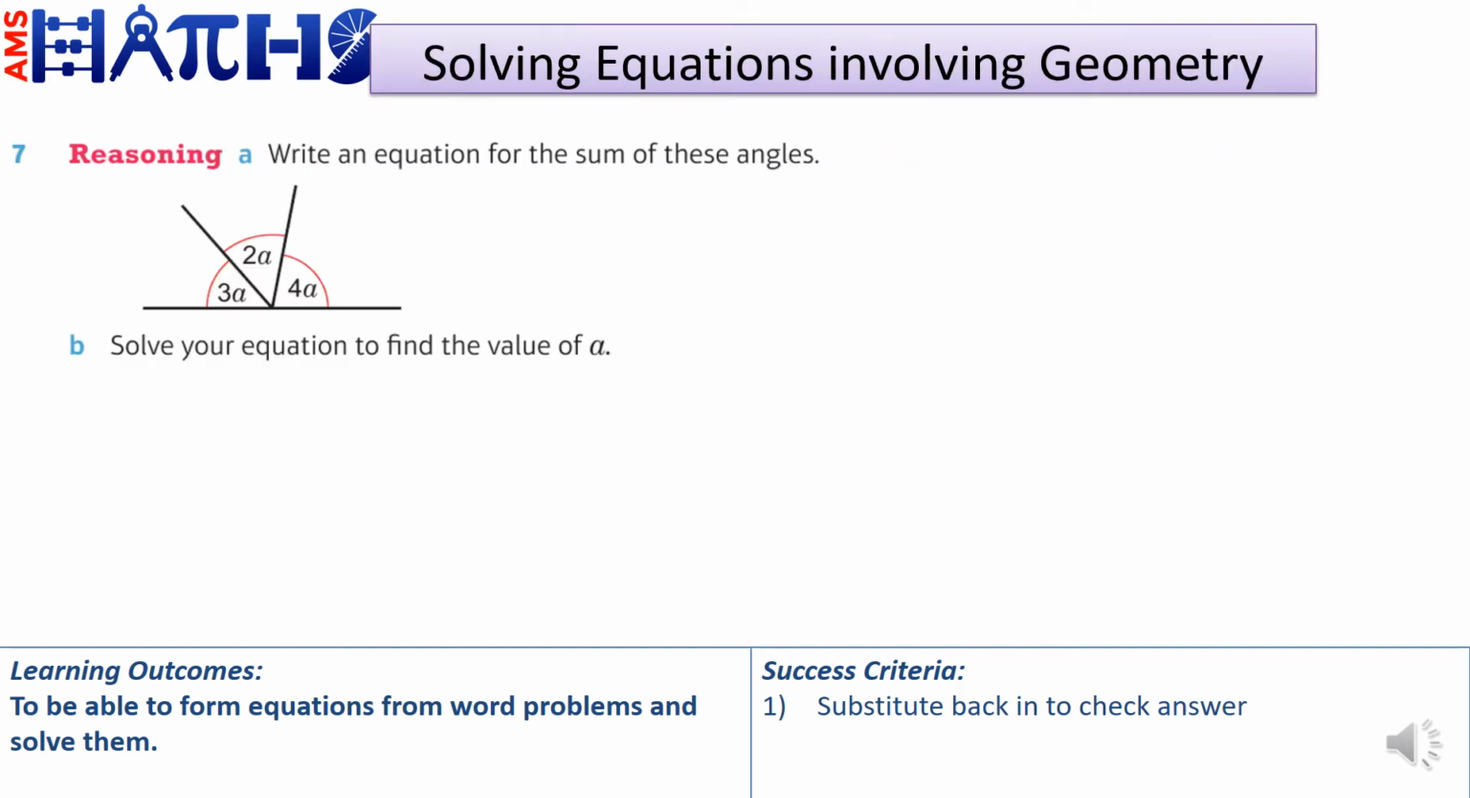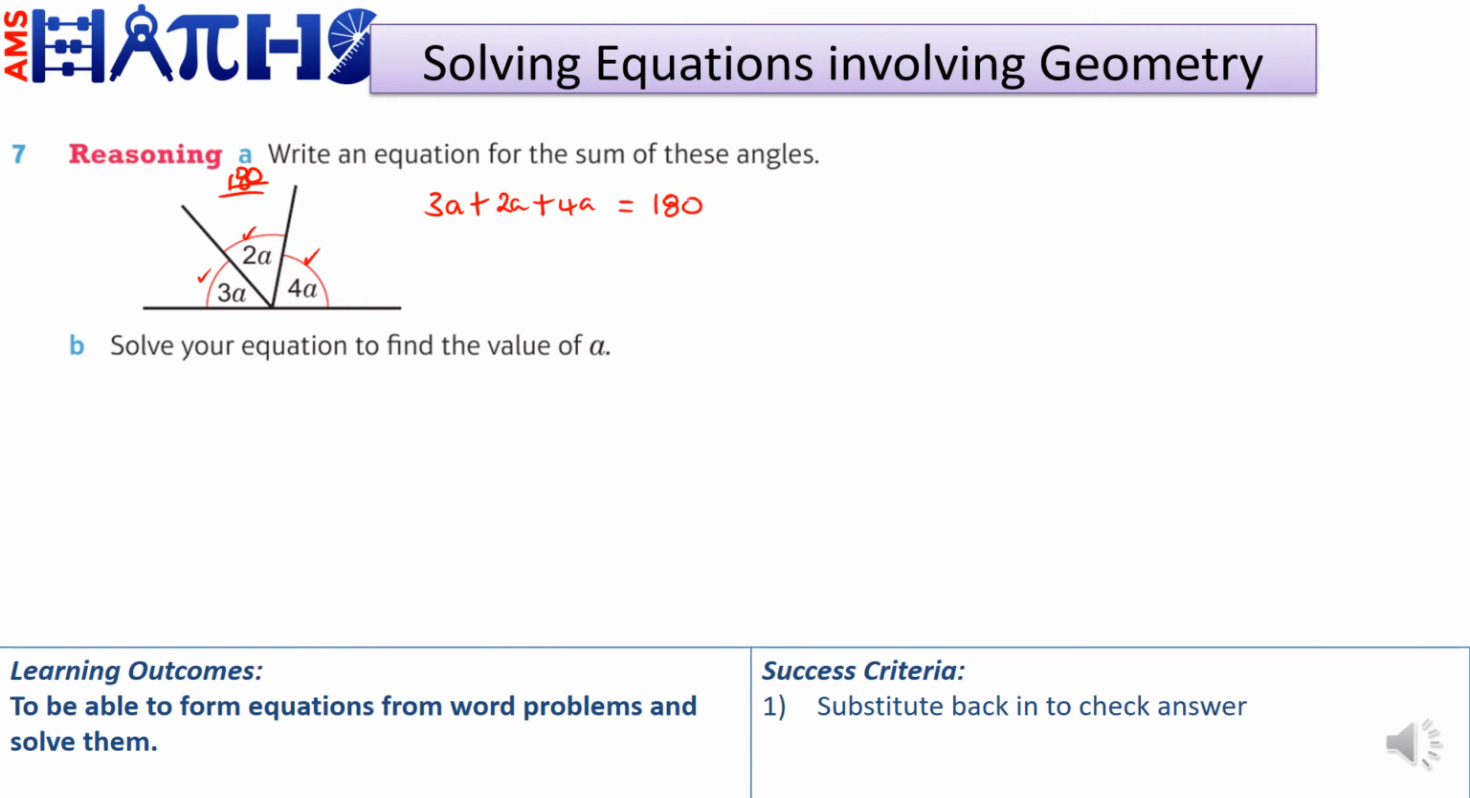Now let's look at some solving equations problems which involve geometry. So our first question says write an equation for the sum of these angles. Okay, notice the angles are on a straight line. So we know angles on a straight line add to 180. So to write our equation, we are going to add these 3 angles because they should give us 180. So we write 3a plus 2a plus 4a is equal to 180 degrees.